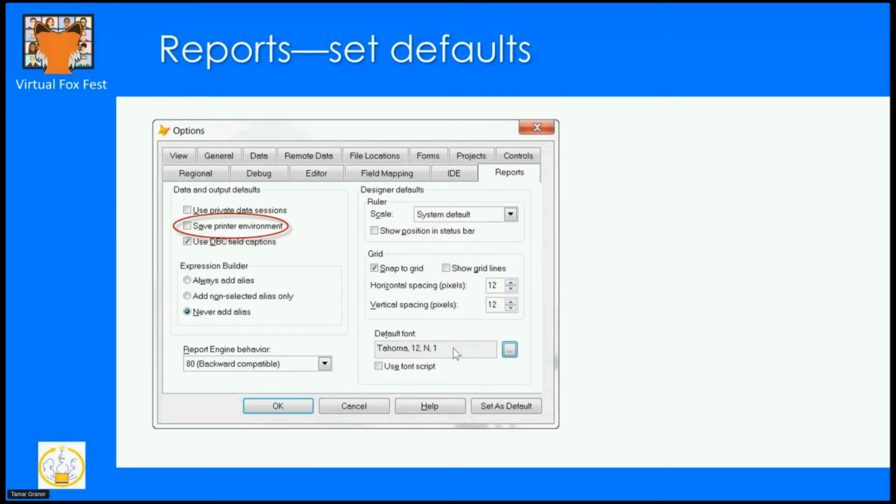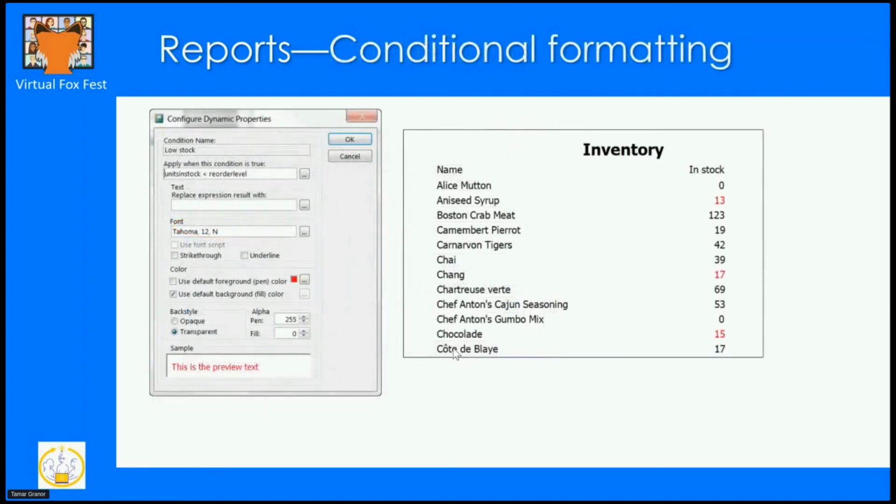What else about reports? Conditional formatting. This is one of those holy grail things. I can't tell you how many times over the years I've answered the question or seen others answer the question. I have this data and I want to show it in a different color, in bold, in this or that or the other way in certain situations.